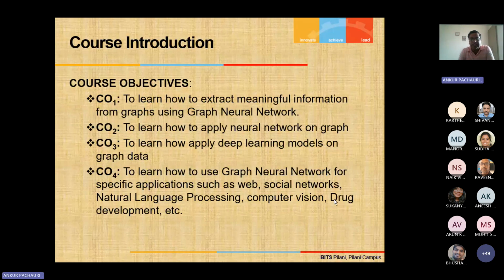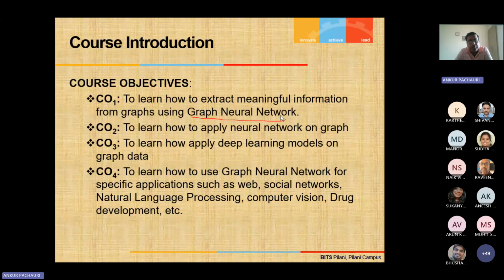These few slides I have taken from the course handout only. So what are the objectives? First of all, we will be dealing with the graph neural network. We'll be applying the neural network technique on graph data, and most of the time we will be talking about the classification activity on a graph using the neural network.